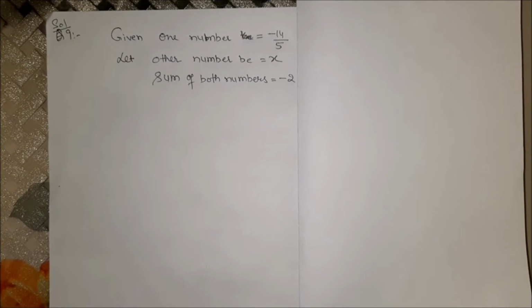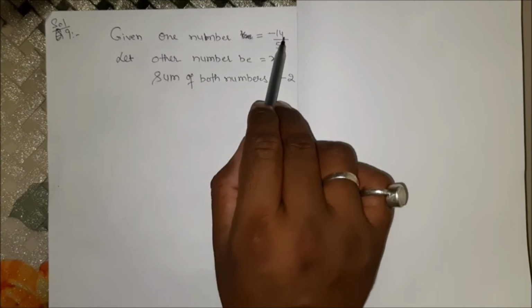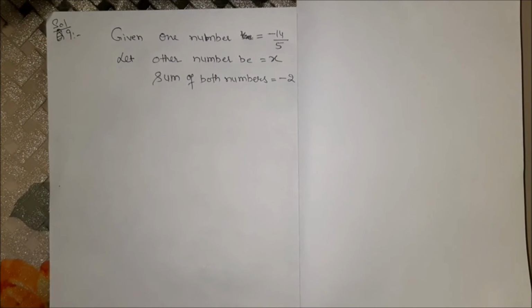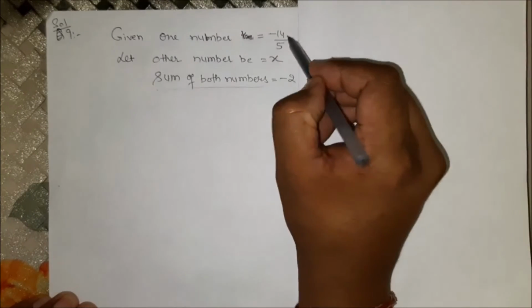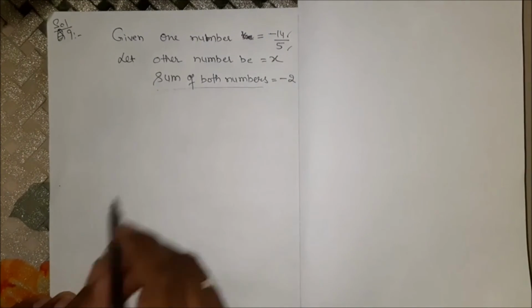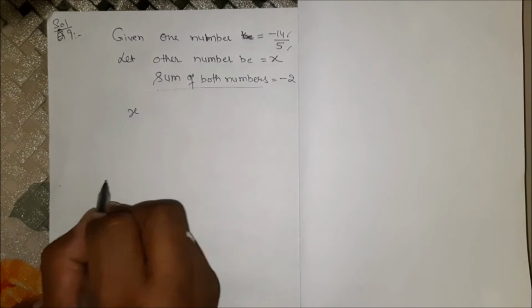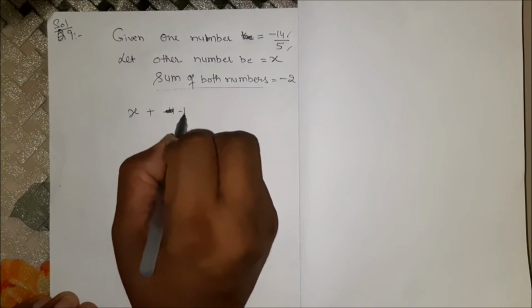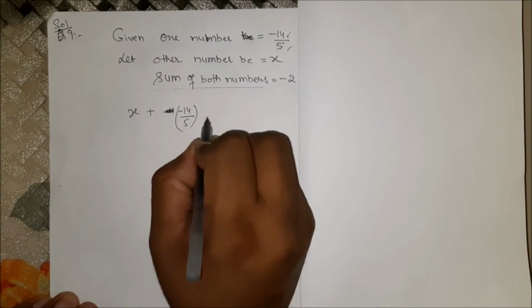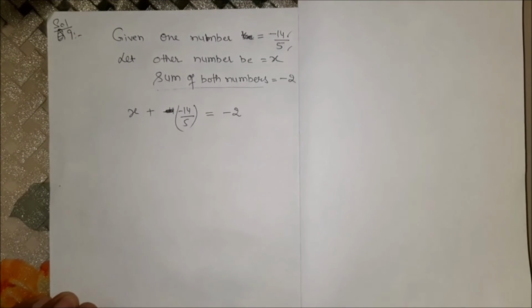Solution is, let given one number be minus 14 by 5, let another number be x. You are given that sum of both numbers is minus 2, means sum of this first number and second number is minus 2, means this first number plus second number, the addition is equal to minus 2. What we will do, remember one thing.